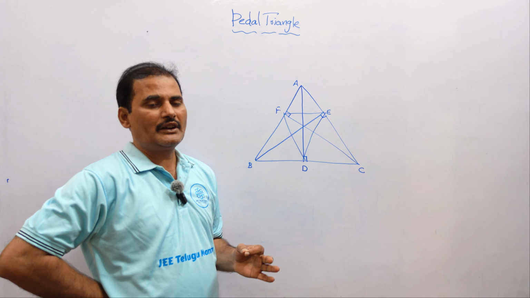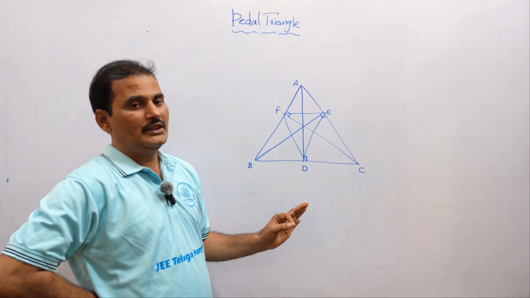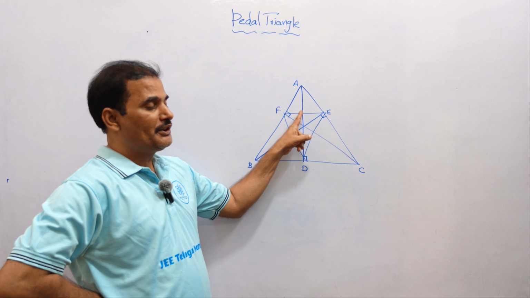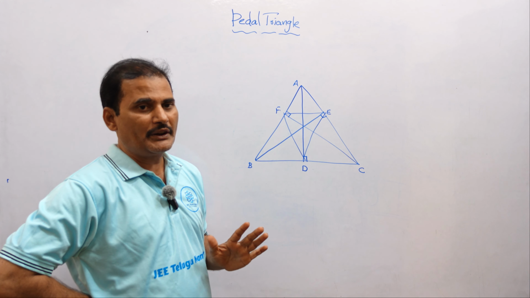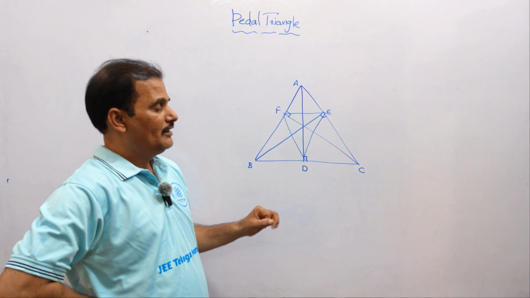What is meant by pedal triangle? The triangle formed by the feet of the perpendiculars is called the pedal triangle. Once again, the triangle formed by the feet of the perpendiculars. Now DEF is called the pedal triangle.